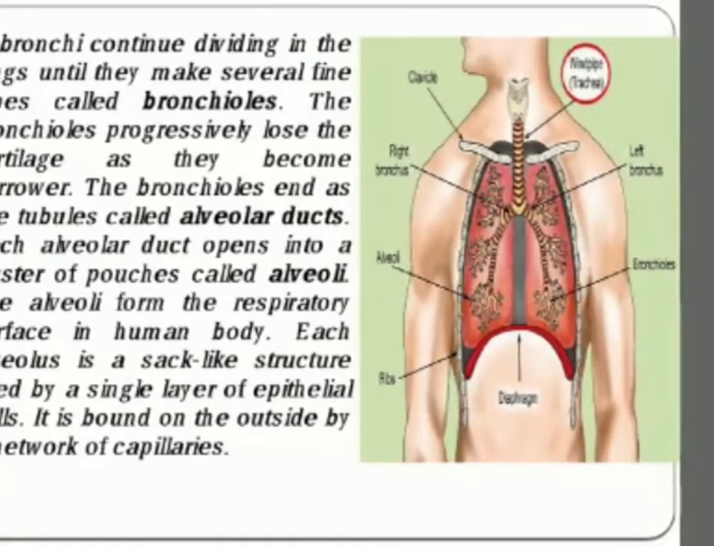The bronchioles progressively lose the cartilage as they become narrower, and become fine tubes called alveolar ducts.